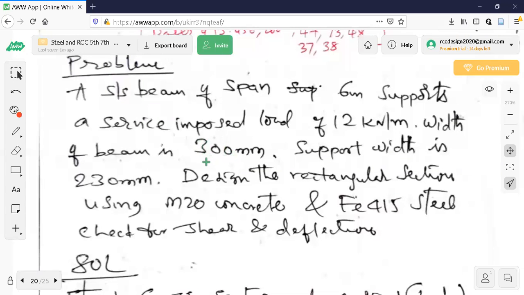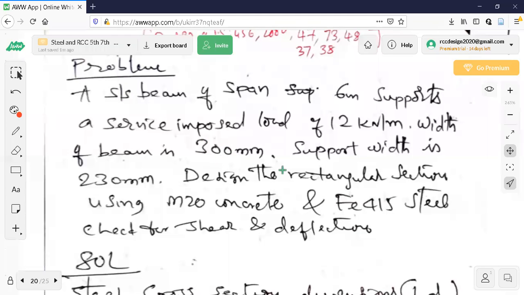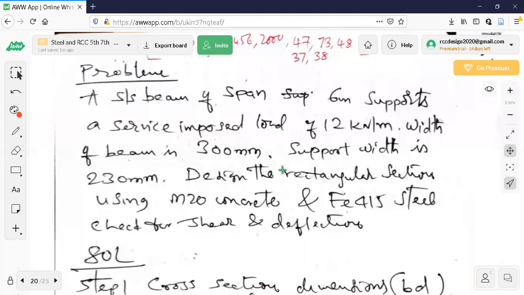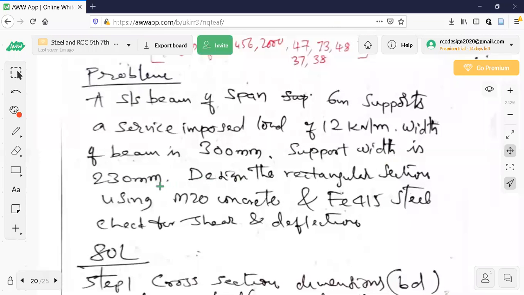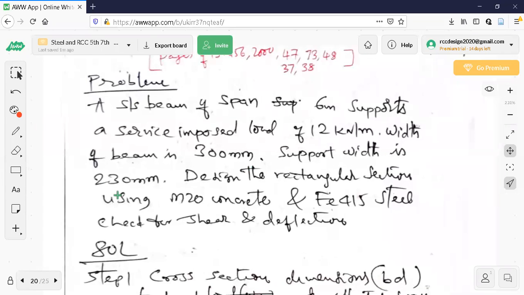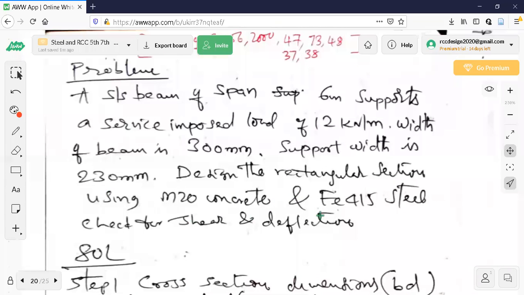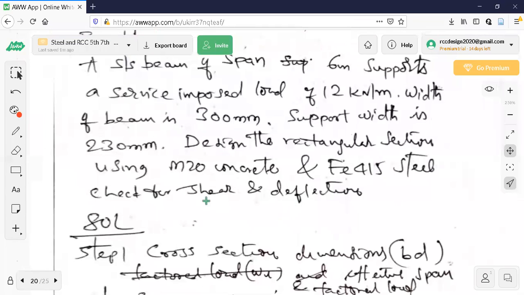It is in the range of 230 to 300 mm for any RCC structure, so you can get that also if it is not given. The support width is 230 mm, the beam is resting on a support whose width is 230 mm. Design a rectangular section using M20 and Fe415 steel. Check for shear and deflection. So this is given now.